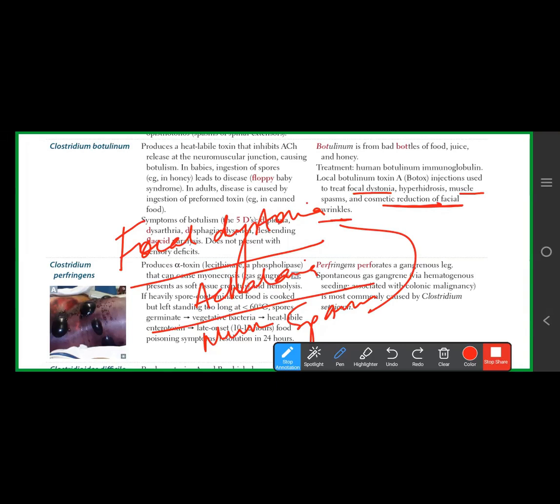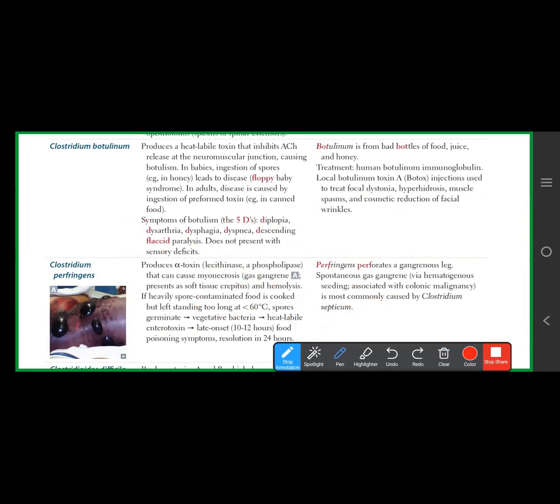So when it is inhibiting the ACh release, how will they present? They have the symptoms of descending paralysis. I can tell you to remember it in an easier way: the Ds. Diplopia, dysarthria, dysphagia, dyspnea. The one thing I want you to remember is that dyspnea in the Ds is basically your nicotinic blockade. So now the patient is coming with diplopia, dysarthria, dysphagia, dyspnea: nicotinic blockade.